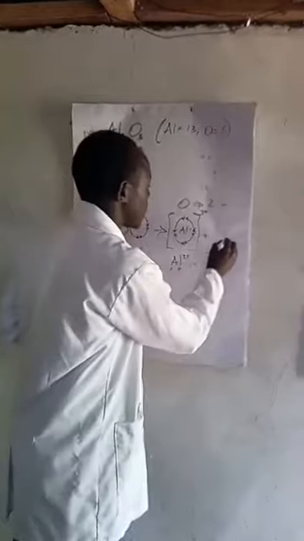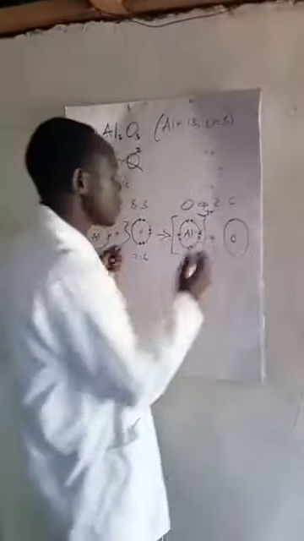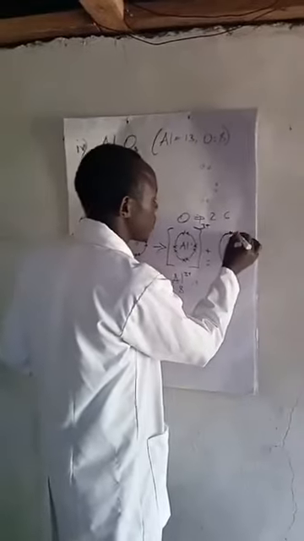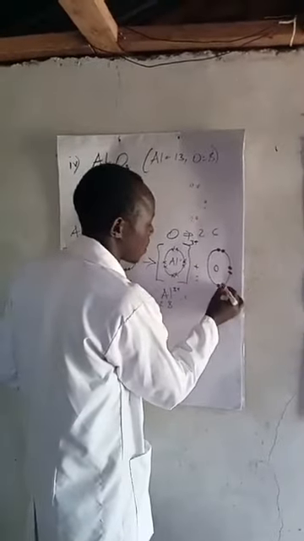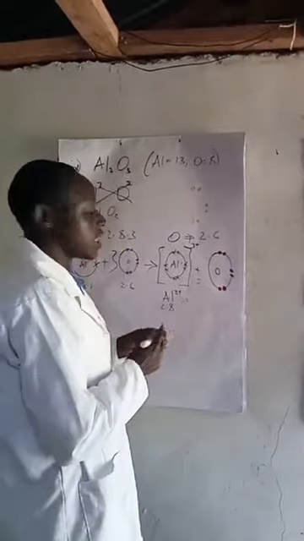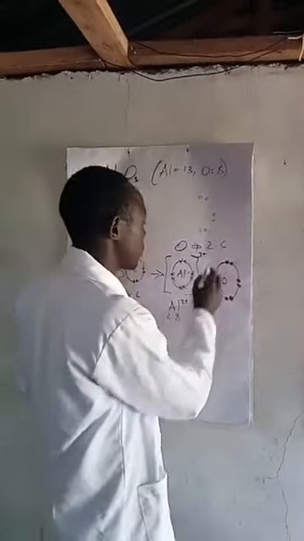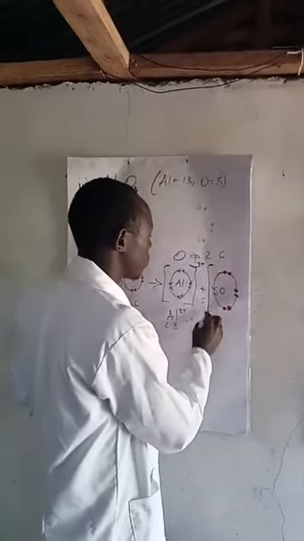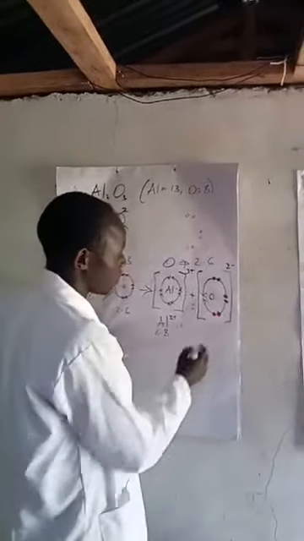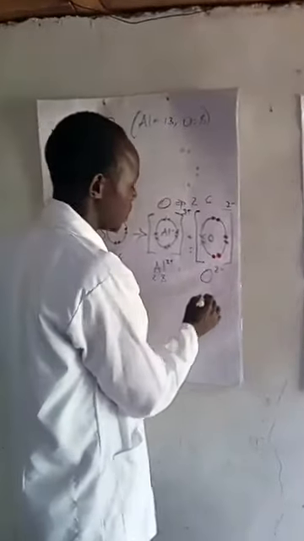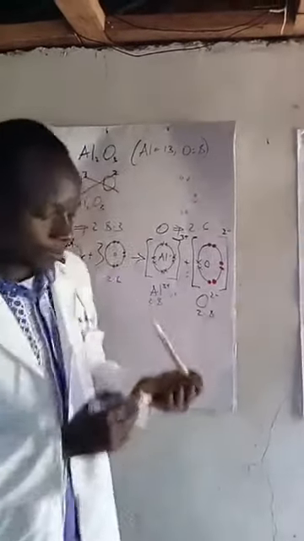Oxygen, on the other hand, will have 6, and then it gains 2. So you have 2 crosses there, again enclosed with a square bracket, and 2 negative. So this is the oxide ion, 2, 8.